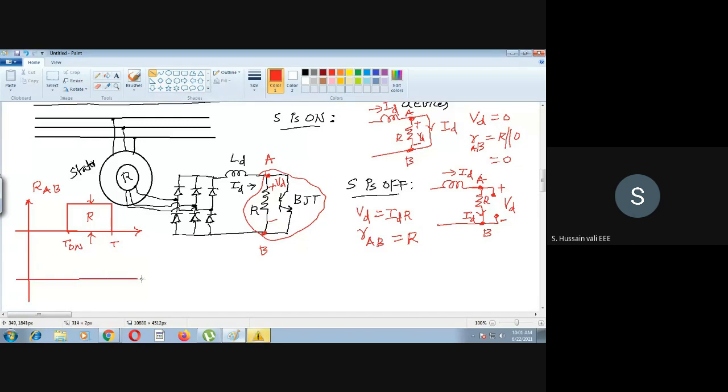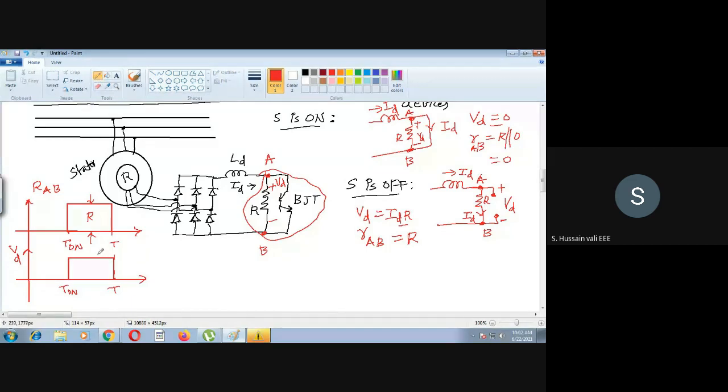So what is the waveform for VD? This is VD. The same thing, T on till this is T on, where this is T. So what is the answer you got here? It is T on, it is T. You see yourself. So VD is equal to 0 when the switch is on. VD is equal to IDR when the switch is off. So you will get a similar kind of waveform here.